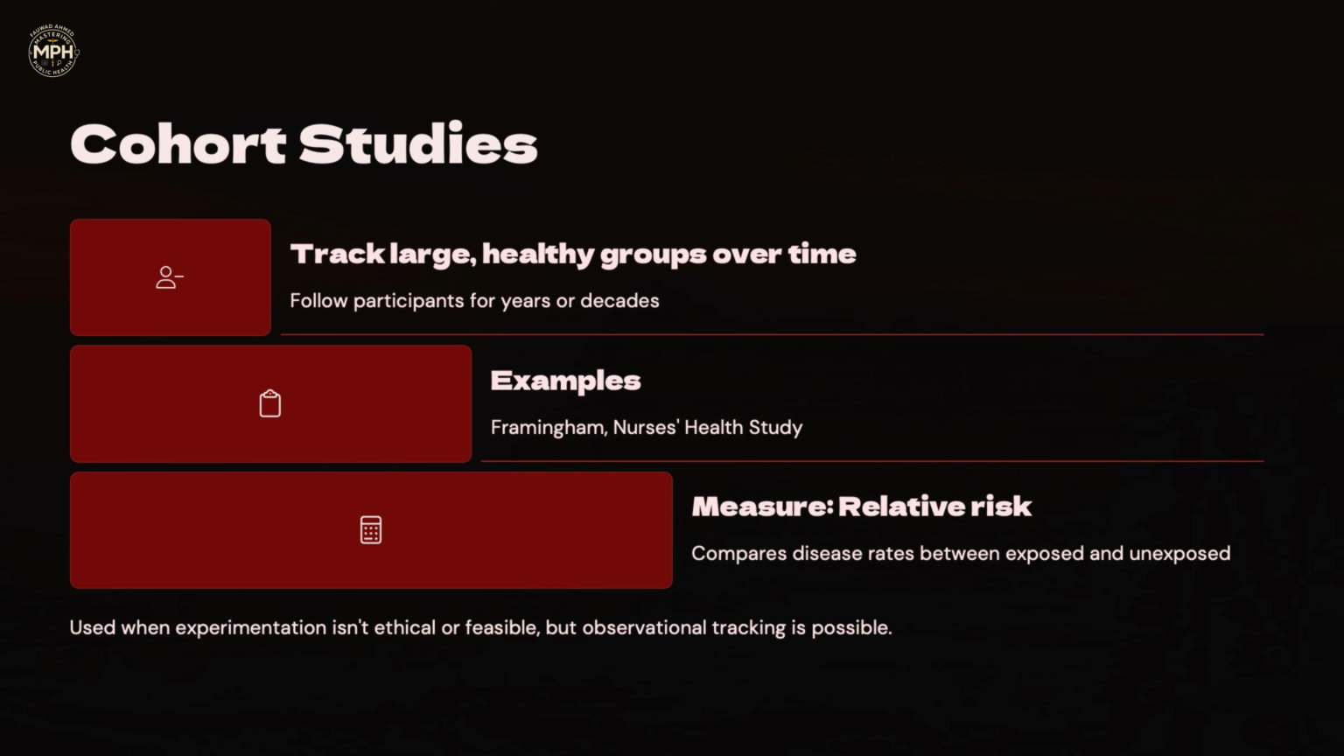The Framingham Heart Study identified high blood pressure, cholesterol, and smoking as major heart disease risks. The Nurses' Health Study linked regular alcohol consumption to an increased breast cancer risk and studied oral contraceptives. The definitive studies on smoking and lung cancer were also cohort studies. Cohort studies measure the strength of association using relative risk, which is the ratio of the incidence rate for exposed persons to the incidence rate for unexposed persons. An RR greater than 1.0 indicates increased risk from exposure.